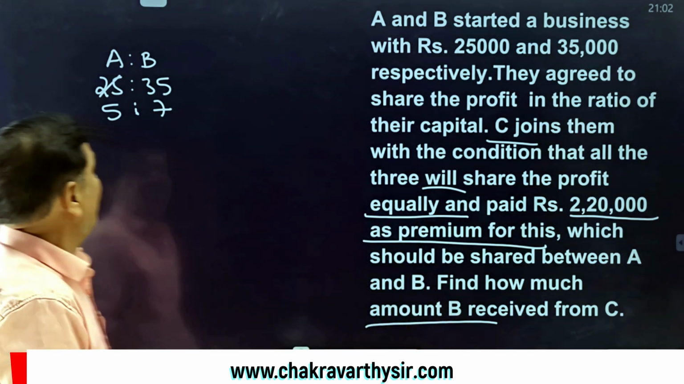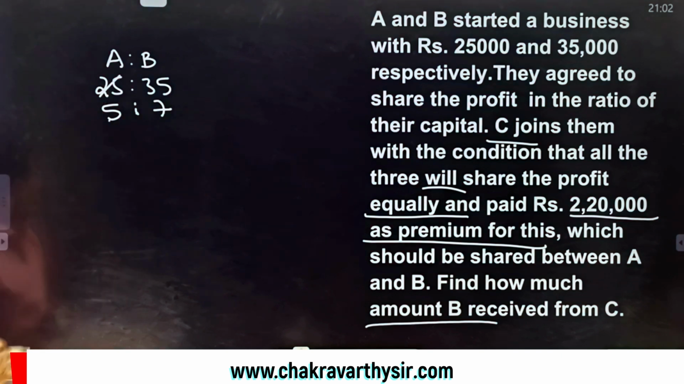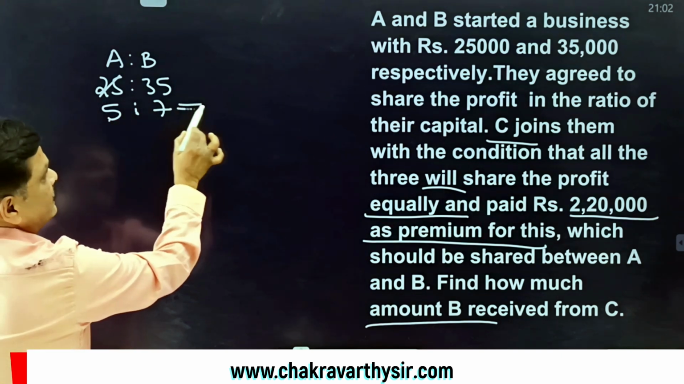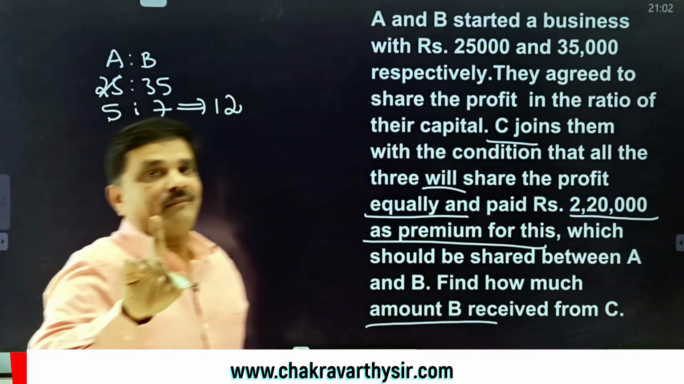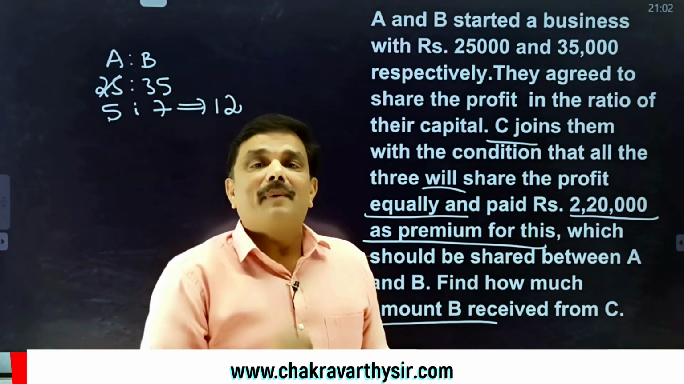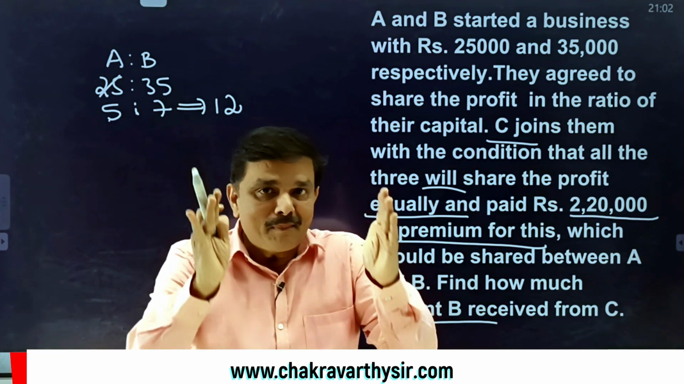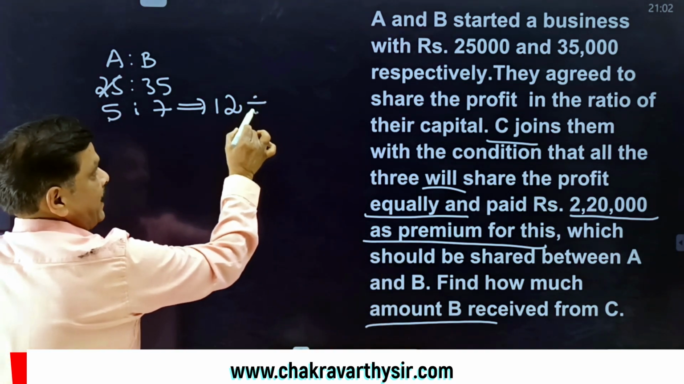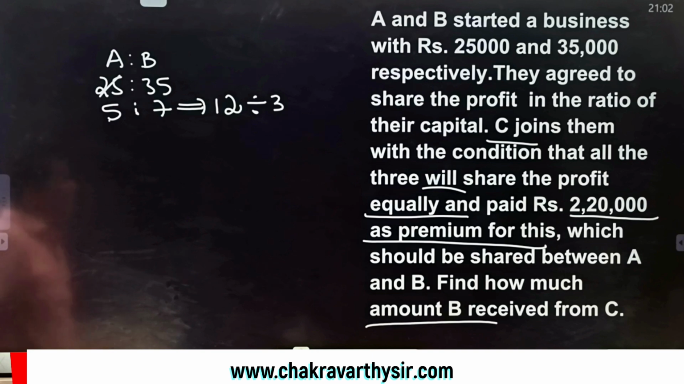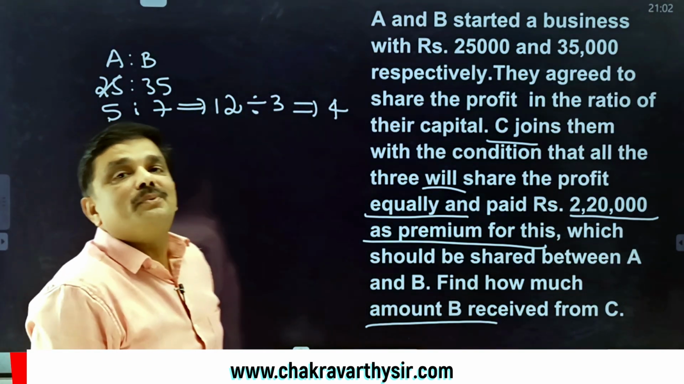That's very simple. Already the investment is A's 5 parts, B's 7 parts. So how much is the investment now? The investment is 12 parts. Listen very carefully. The investment is 12 parts. Now all the three should keep the same amount of money. That means these 12 parts must be divided by 3. So I'll get 4 parts for each person.